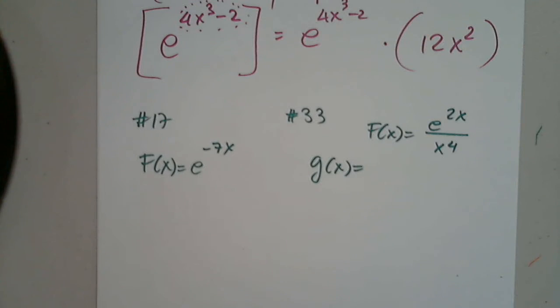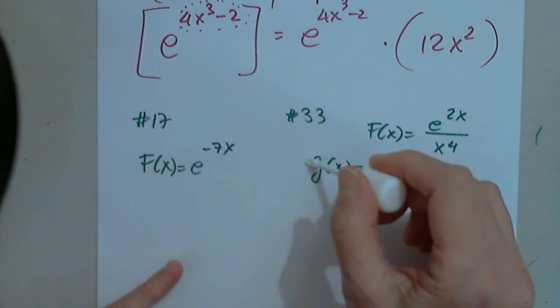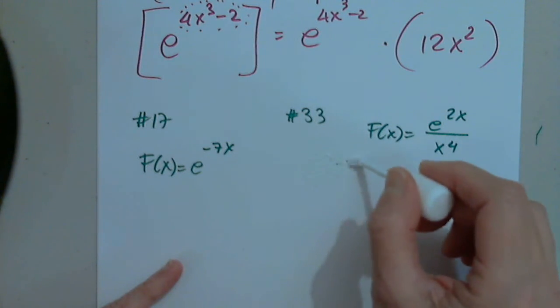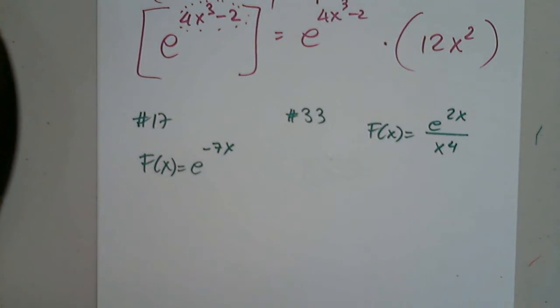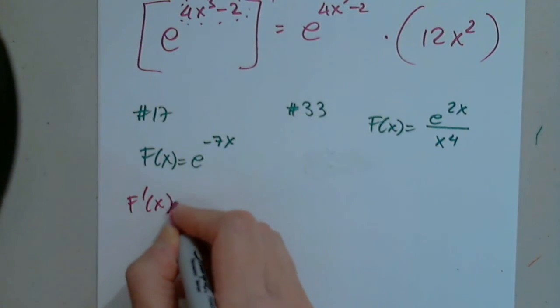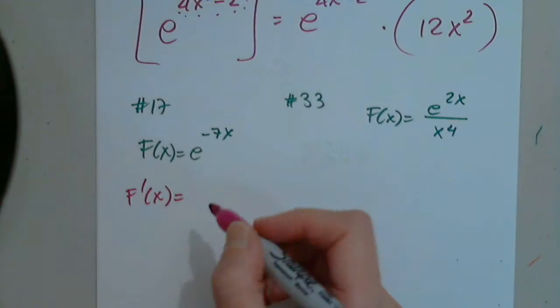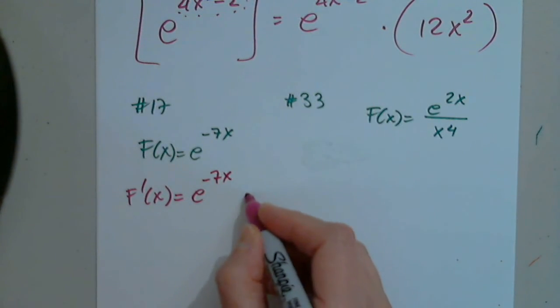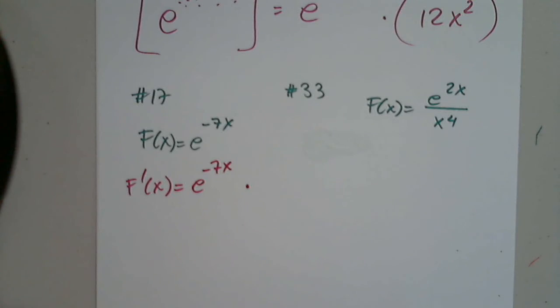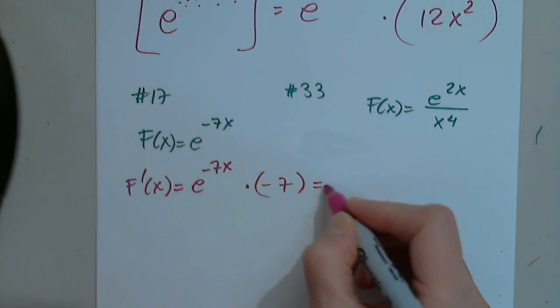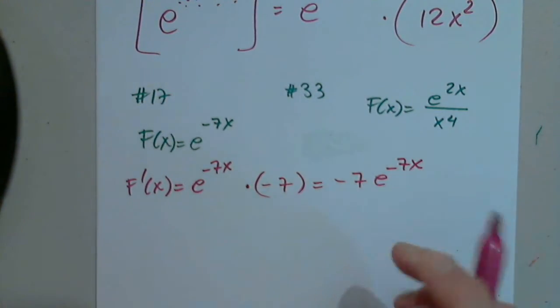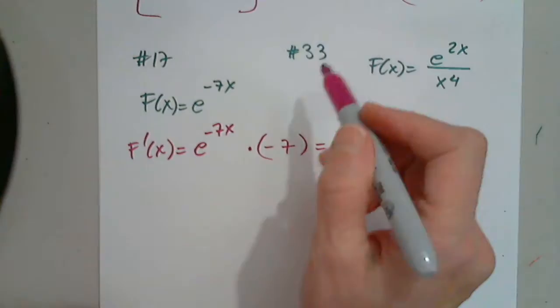Okay, so let's start with f of x, this one. What is that? It's e to a function, prime, right? So let's find f prime. By definition, it is e to negative 7x multiplied by the inner function prime, which is negative 7. That's it. Done. Now 33.